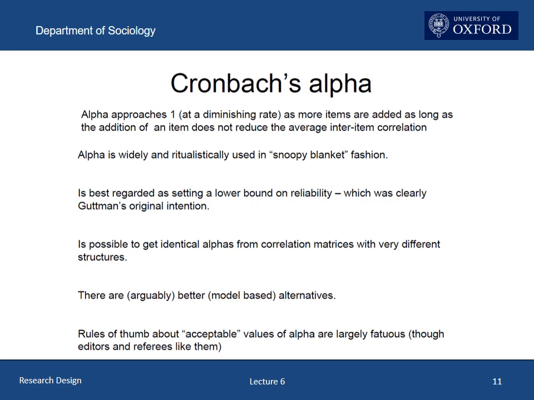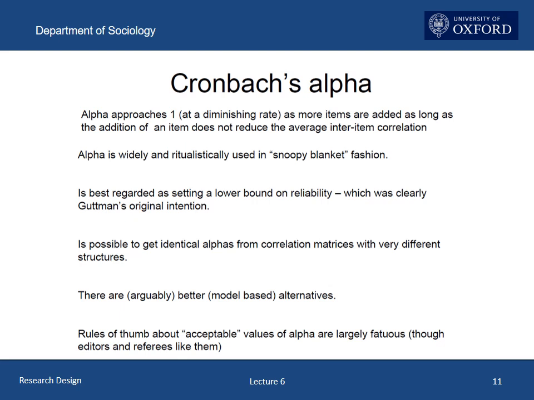You'll often see it used in a somewhat ritualistic, what I sometimes call Snoopy blanket fashion, in articles to assure referees and readers that whatever the author has done passes some arbitrary threshold of acceptability. In fact, it's very difficult to determine what a reasonable value for alpha should be. It's probably best regarded as setting a lower bound on reliability, which is clearly Louis Guttman's intention in his discussion of the measure.